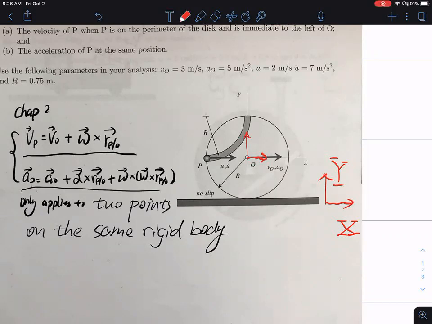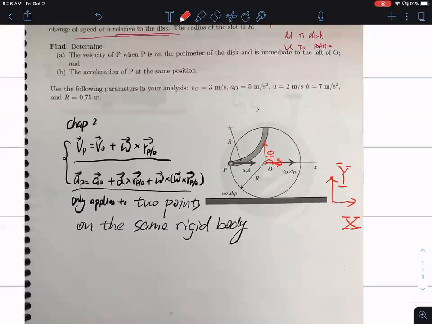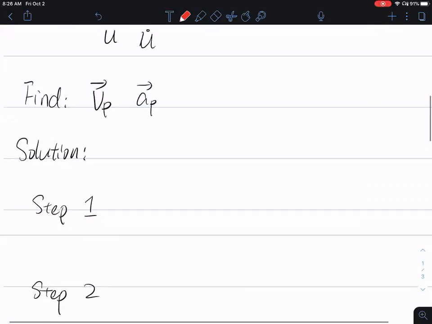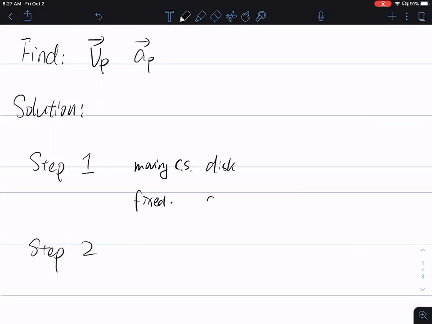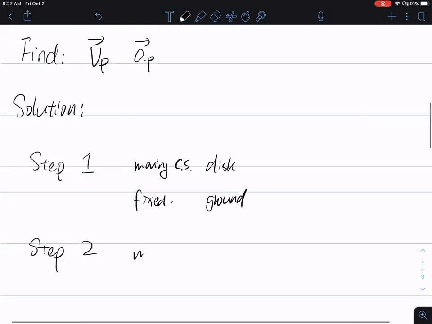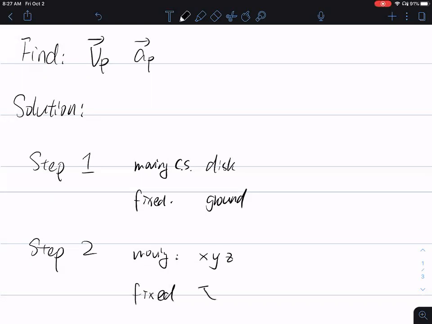Make sure you draw a little guy at your moving coordinate system. Okay. So finish step 1, 2. For step 1, our moving coordinate system is our disk, and the fixed coordinate system is the ground. For moving, we have little x, y, z. For fixed, we have capital X, Y, Z.